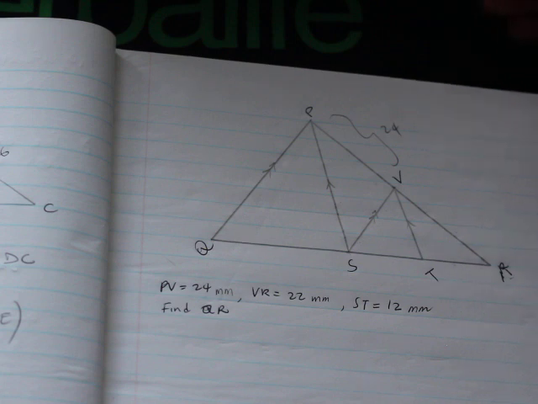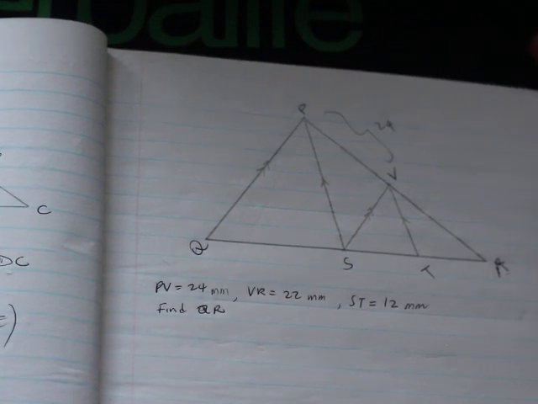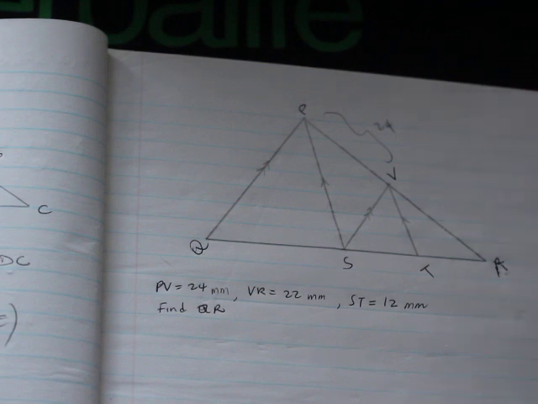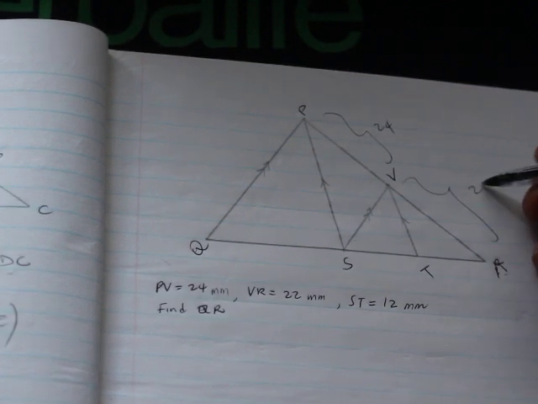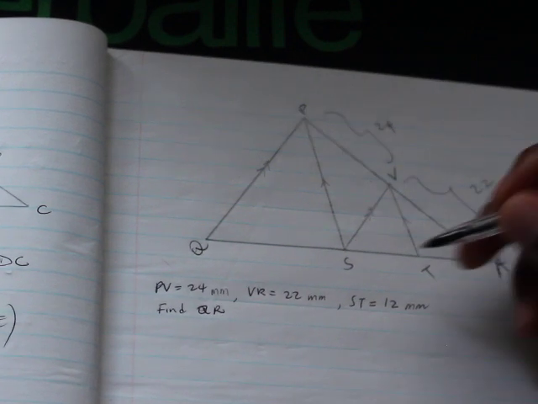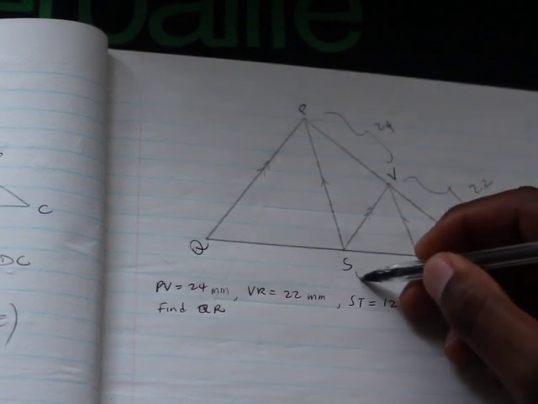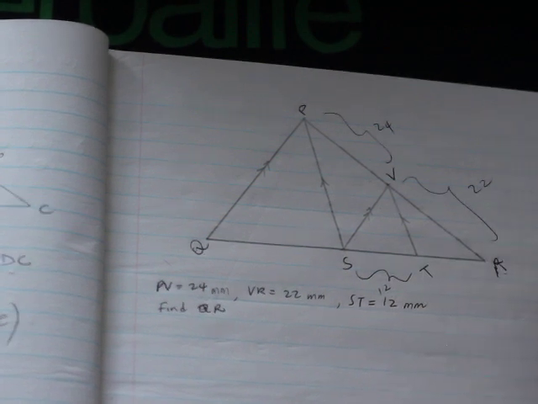Yes, that is 24. And VR is 22. So the whole of this is 22. What else are we given? ST is 12. Okay.